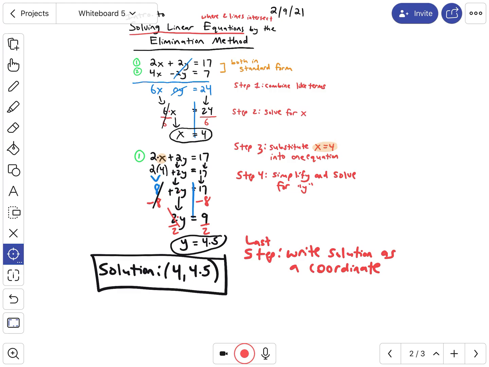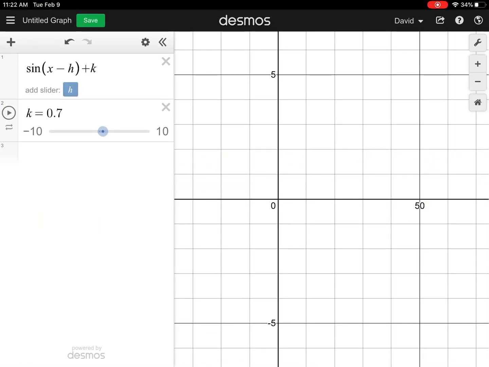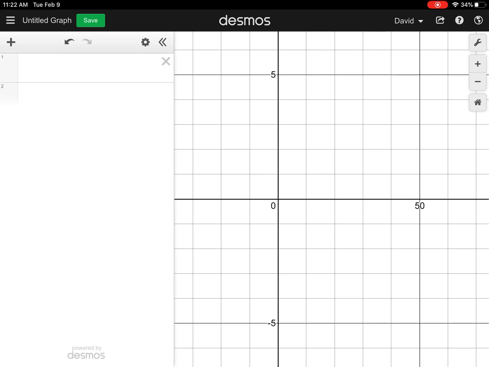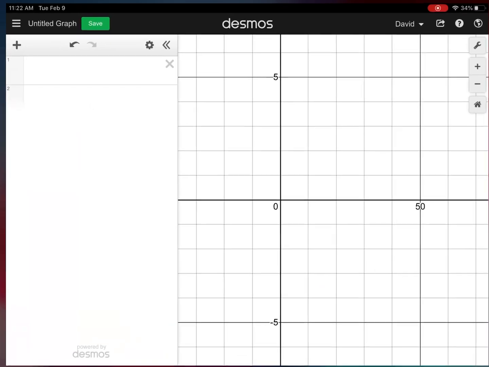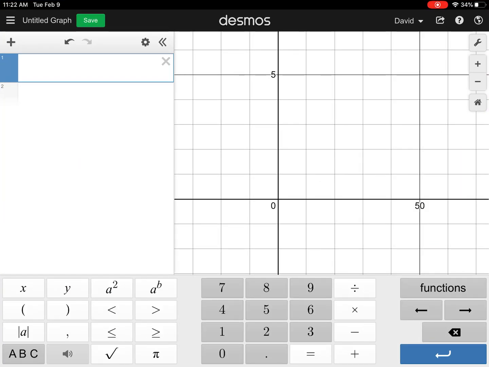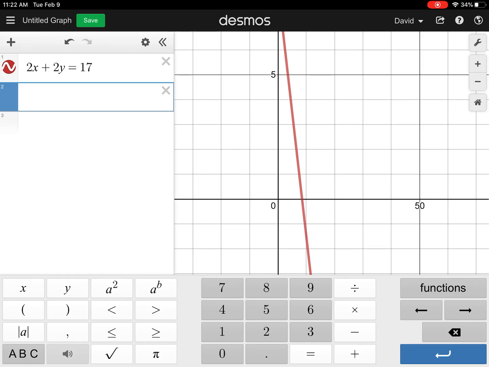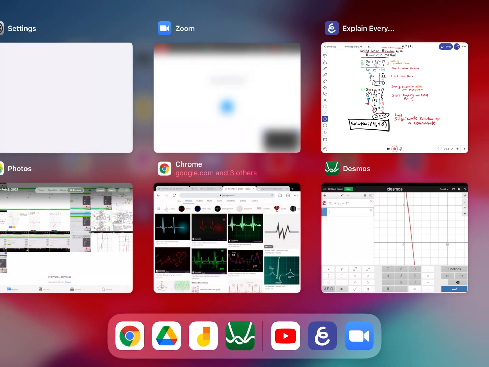Okay, let's do the check. So we're going to go into Desmos. I'm going to plug in both equations, which are going to give us lines. So 2x plus 2y equals 17. And our next equation is going to be 4x minus 2y equals 7.